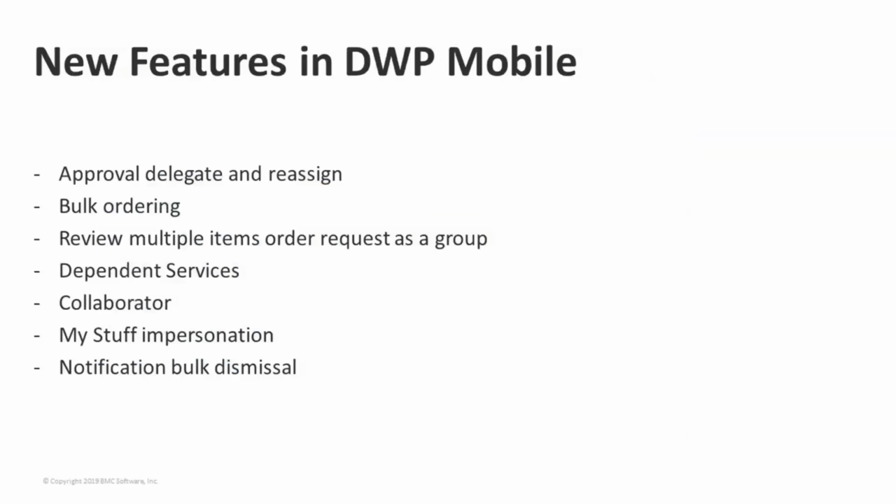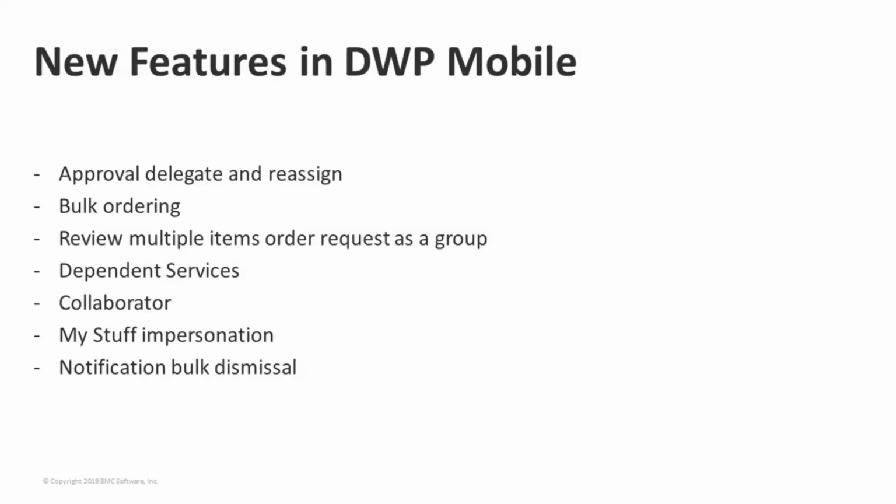Now the next topic is the features. So this is another major benefit. Because we were using a native app in the past, there were a lot of advanced functionalities which were not available on mobile. Now with the PWA, we were able to make all those functionalities available on mobile as well. Some examples here are the approval, delegate, and reassign functionality that we introduced in the recent release.